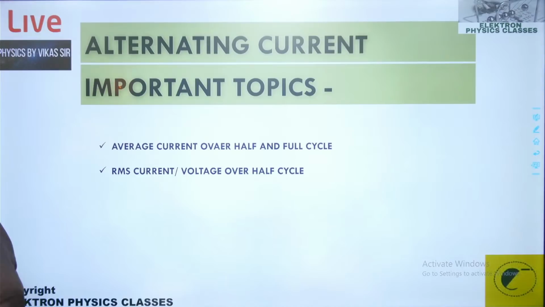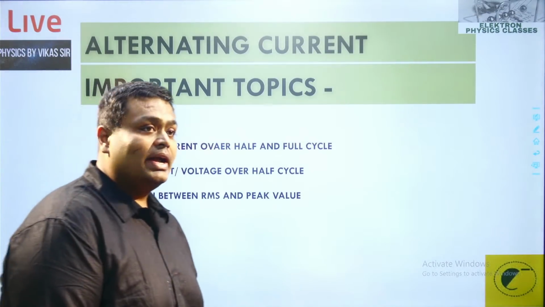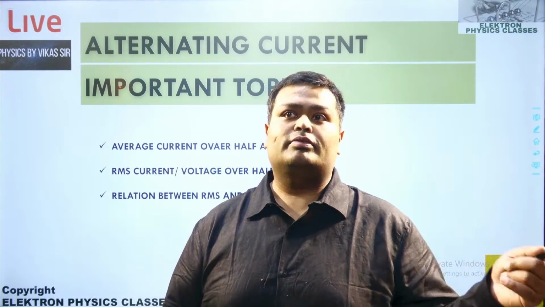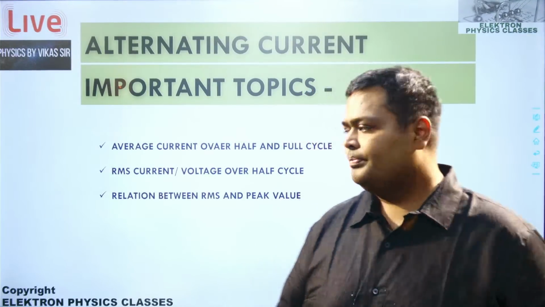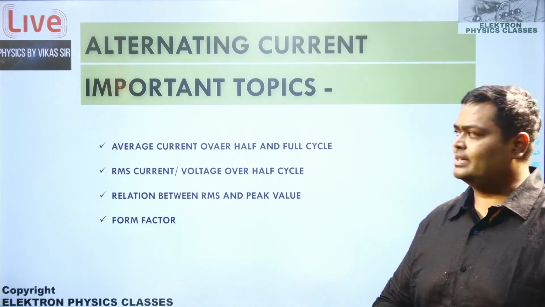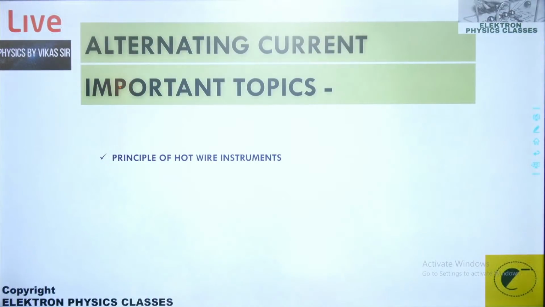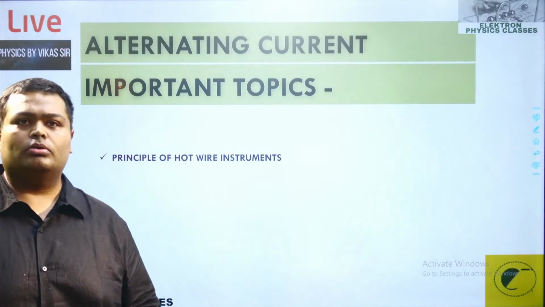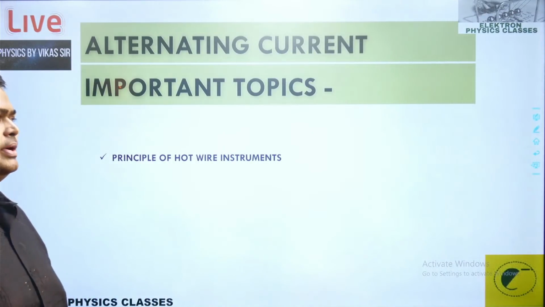Next one is the relation between RMS and the peak value, that IRMS is equal to I0 upon root 2. And also those kinds of questions where AC is more dangerous than DC, and why. Then the form factor of the sinusoidal AC. The next important one is the principle of the hot wire instruments, the hot wire ammeter and the hot wire voltmeter. The heating effect of current is the principle behind that.